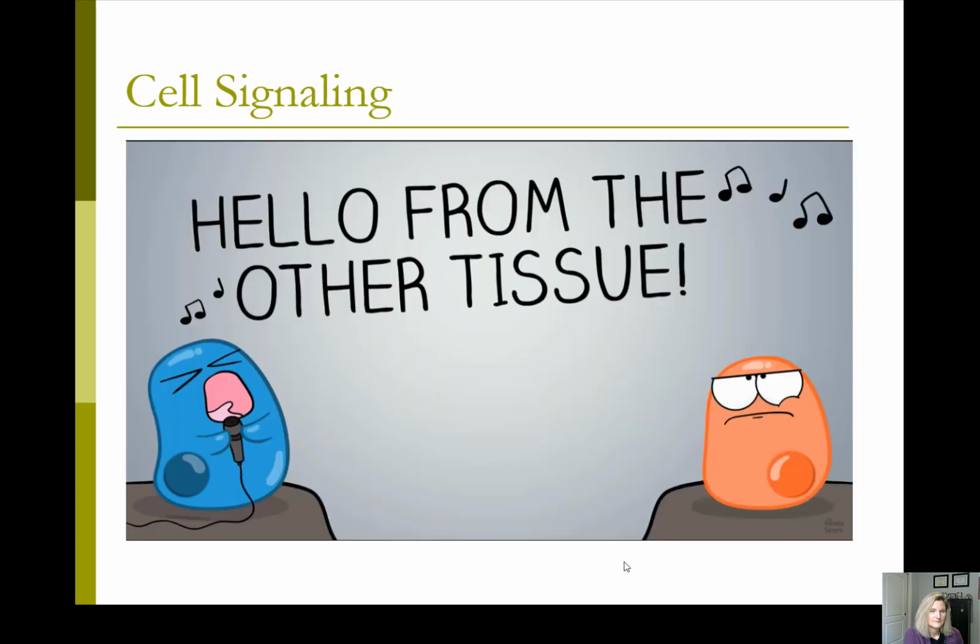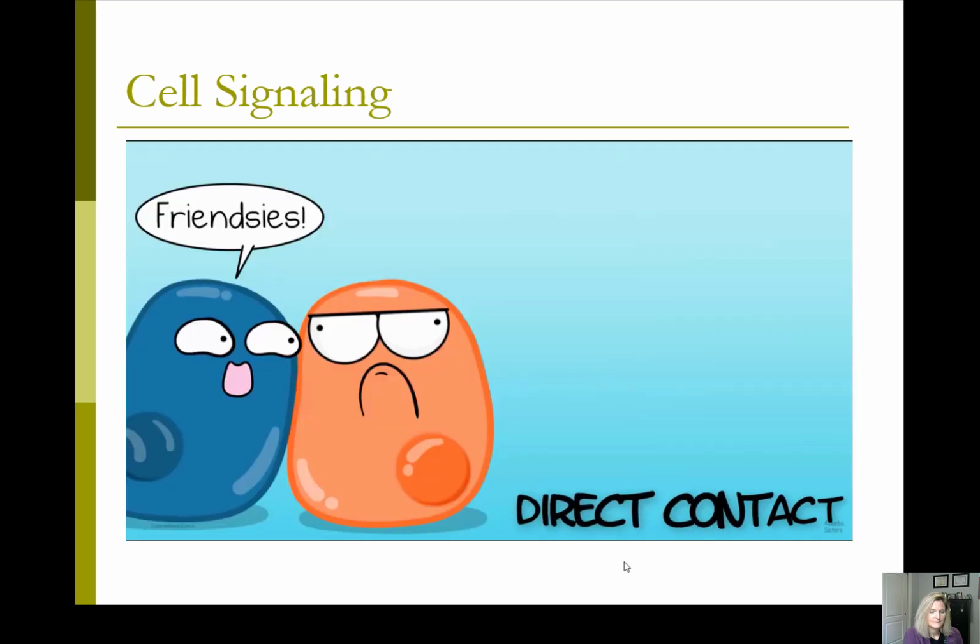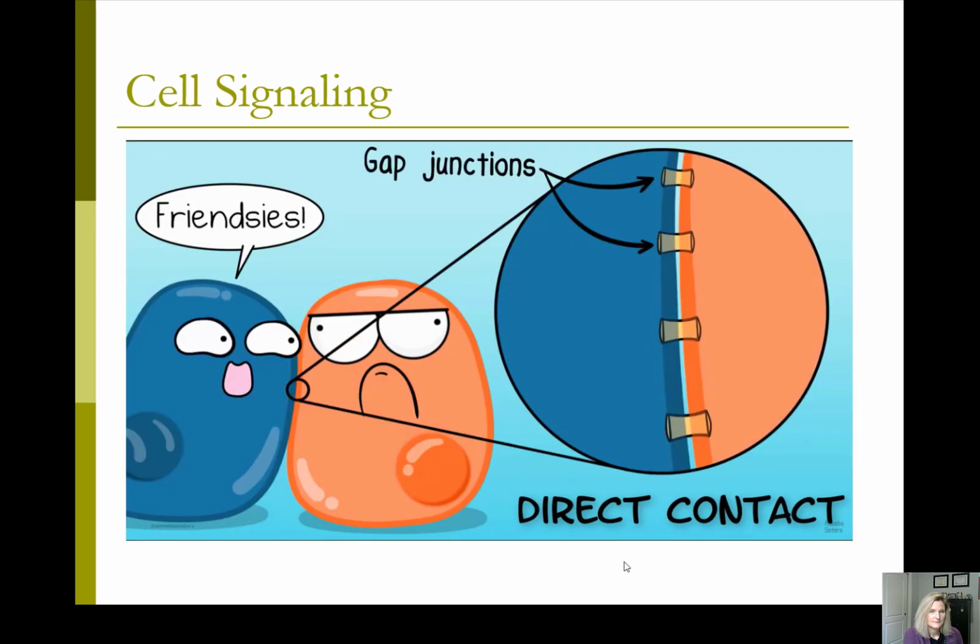Now, when we're talking about signals traveling from one cell to another, distance matters. Some cells are close and have direct contact. In the case of these two animal cells, they are gap junction close. Gap junctions in these animal cells, or plasmodesmata in plant cells, are connections between two close together cells that allow ions or other small molecules to pass, and by doing so, they don't have to pass across the cell membrane.